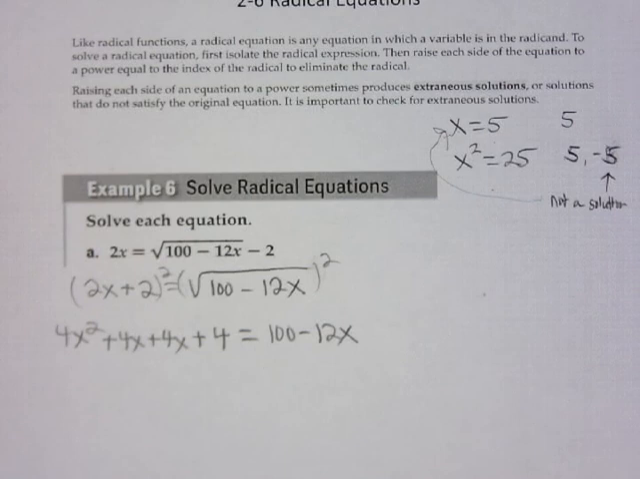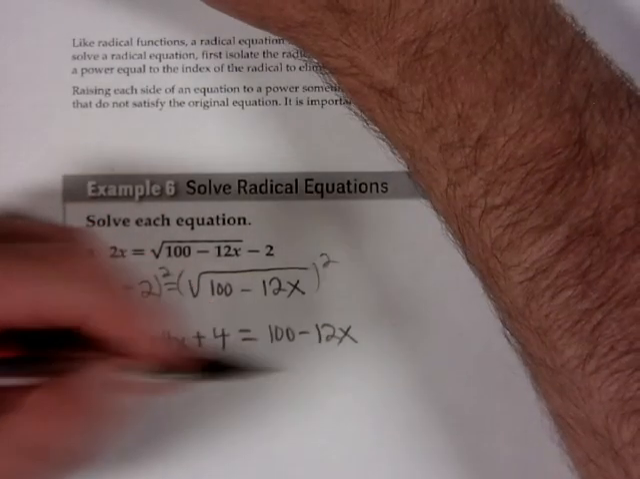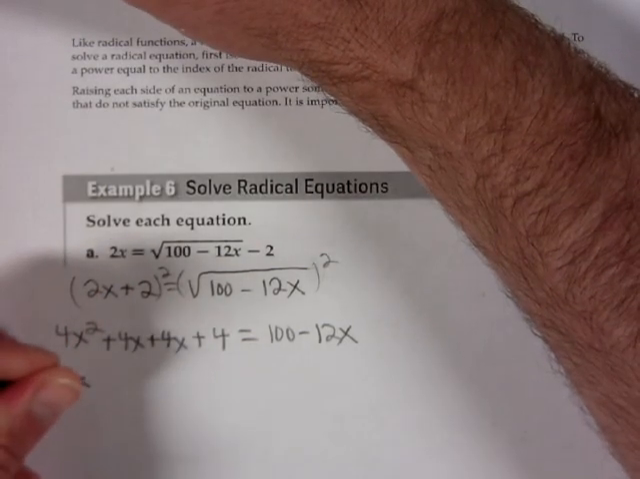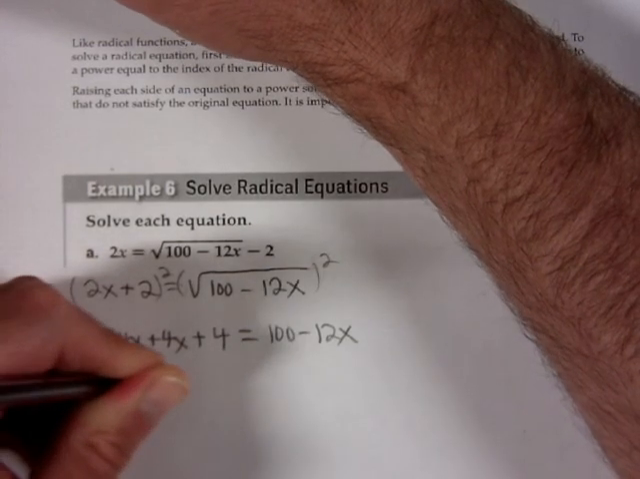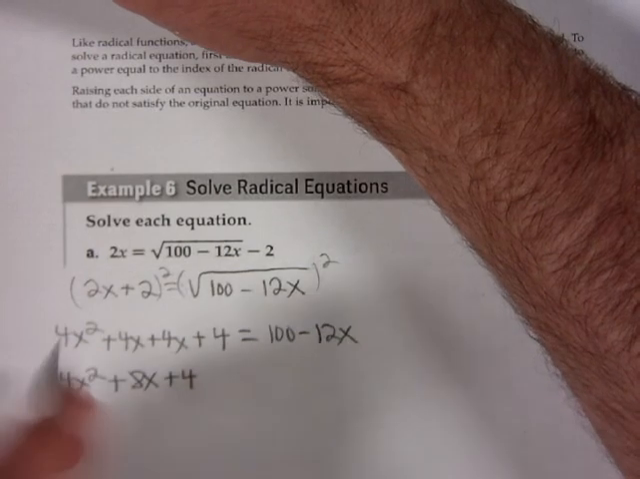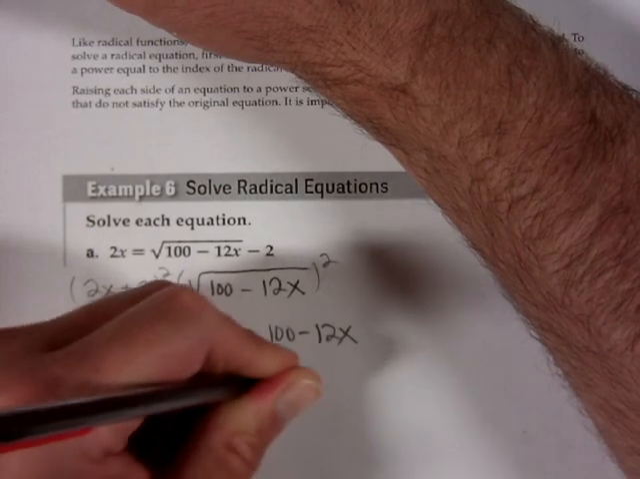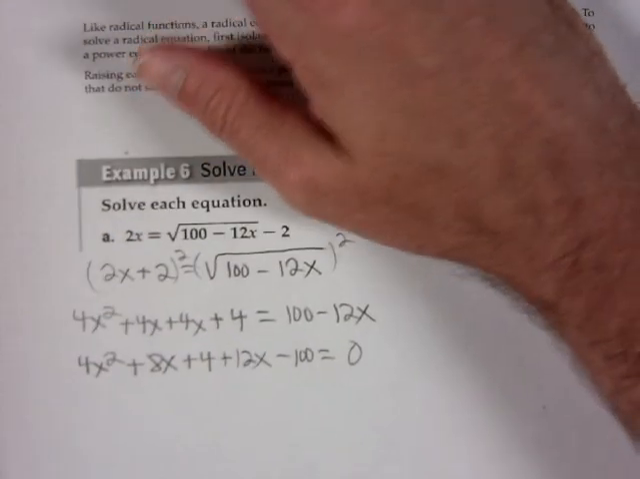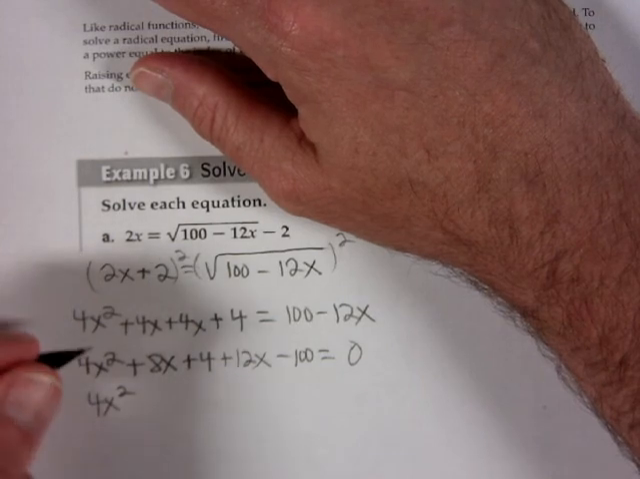Now, from here, how am I going to solve the rest of this thing? Well, it's just a regular quadratic from here. So I want to get all of the terms on one side, set it equal to 0, and solve it like I normally would. That would be 4x squared, and I can add these together and get plus 8x plus 4. I can go ahead and bring these two terms over, plus 12x minus 100. Remember, whatever comes across will change sign from what it was before, equals 0. Let me clean this up a little bit and combine some like terms here. 8x plus 12x, well, that's 20x.